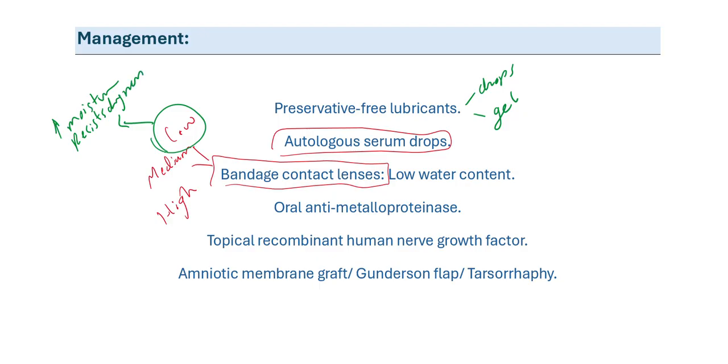While medium and high are more for mechanical protection. Hence they are preferred in cases after corneal transplantation or corneal surgery, for example. These are the first three simple steps.